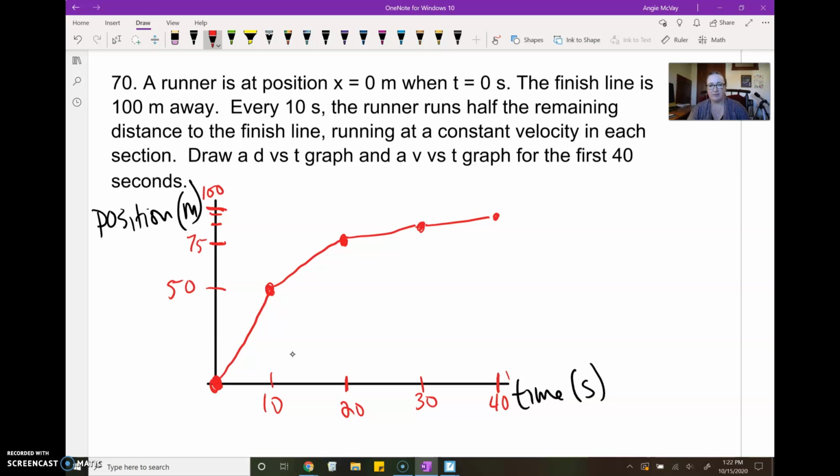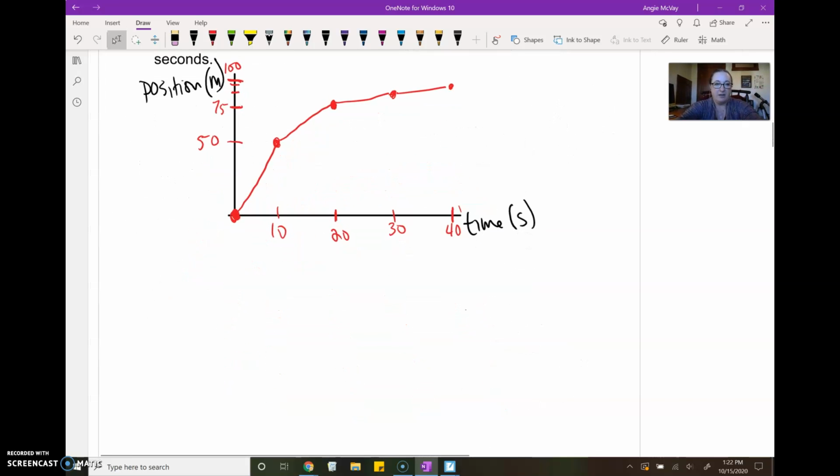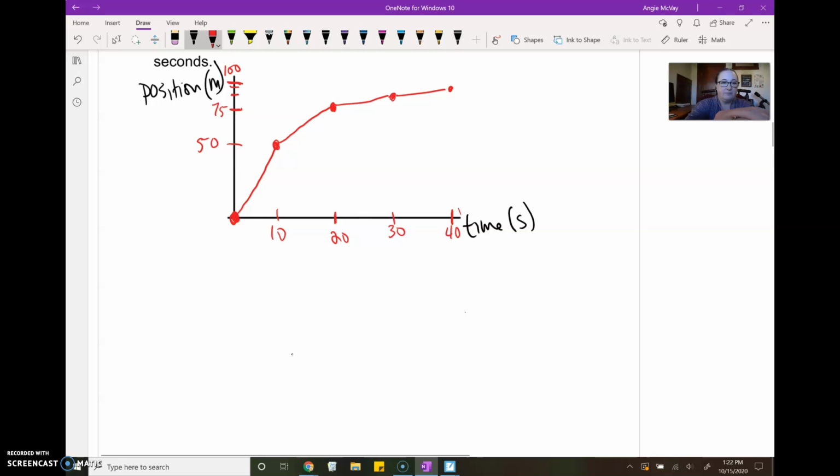Okay, so we use math as a tool to represent something physically that's happening. Our limitations are based on our size, shape, and speed, not on an idealized mathematical argument. Okay, so this is our position versus time graph. Now let's turn that into a velocity versus time graph.